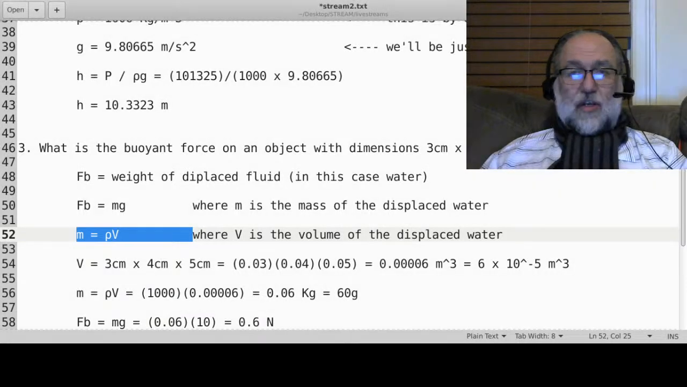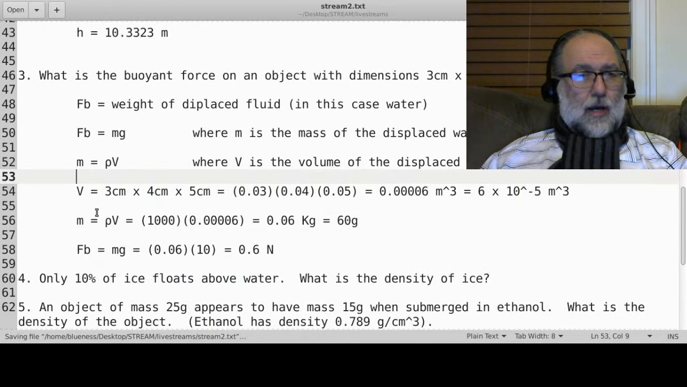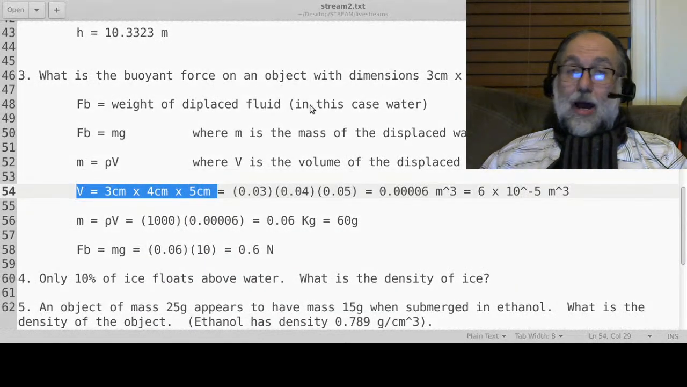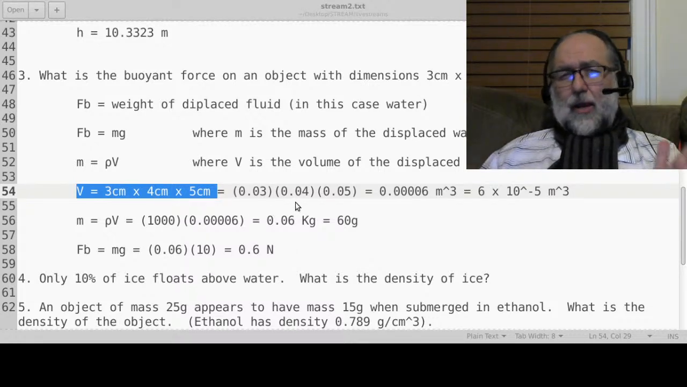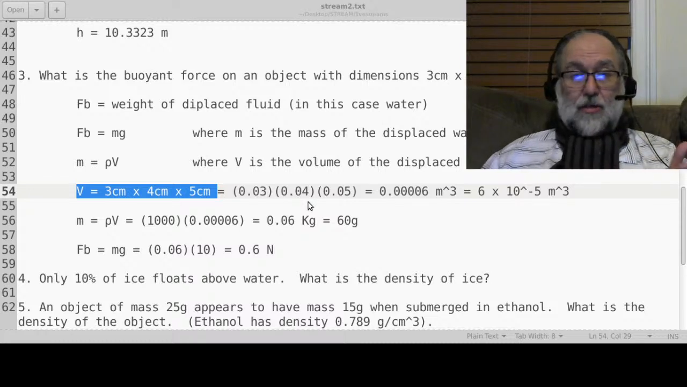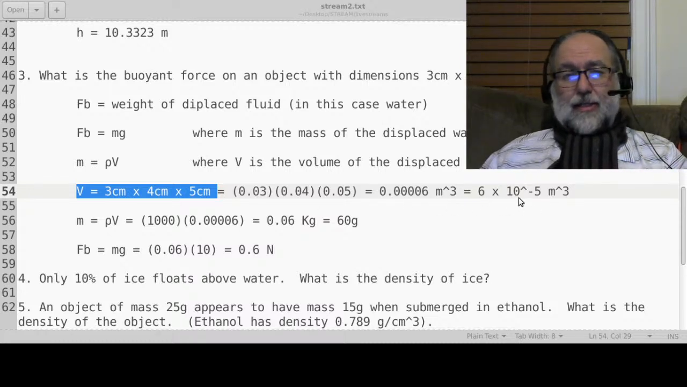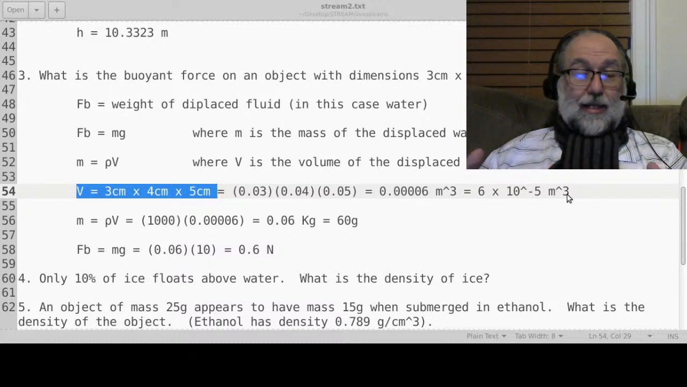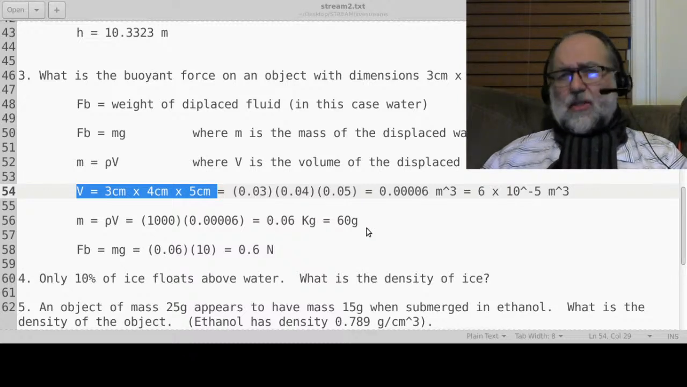So let's finish off the problem. What's the volume? The volume of the object was 3 by 4 by 5 centimeters, so that's 0.03 times 0.04 times 0.05 in meters. Multiplying that all together, that's 6 times 10 to the minus 5 meters cubed. That's the volume of water that gets displaced, exactly equal to the volume of the object. Multiply that by the density of water, 1,000 kilograms per meter cubed in MKS, and the mass of the displaced water is 0.06 kilograms or 60 grams.